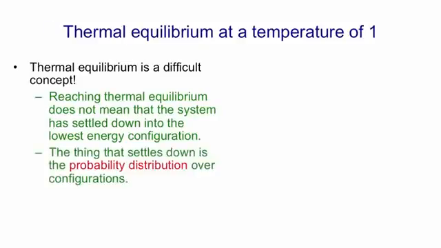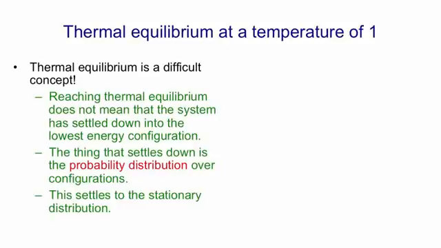The thing that settles down is the probability distribution over configurations. That's a difficult concept the first time you meet it, and so I'm going to give you an example. The probability distribution settles to a particular distribution called the stationary distribution. This stationary distribution is determined by the energy function of the system. In fact, in the stationary distribution, the probability of any configuration is proportional to e to the minus its energy.